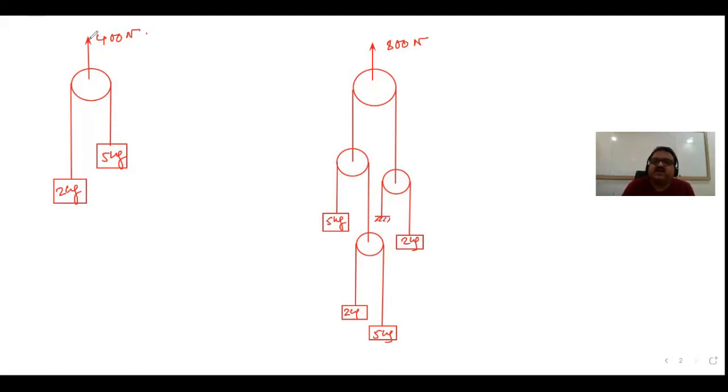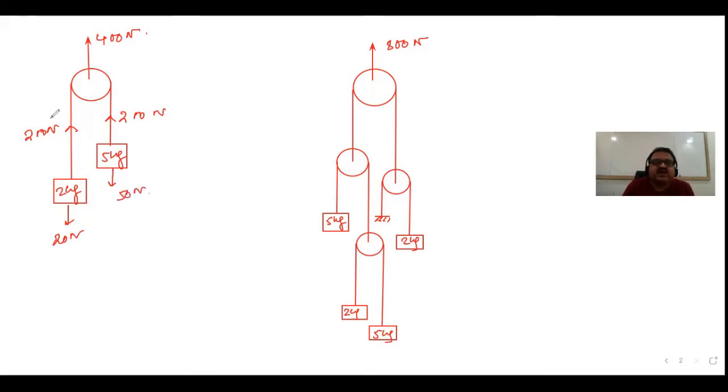400 Newton is acting upward. So I'm dividing this 400 into 200 Newton on this part and 200 Newton on this part. This will happen because 200 plus 200 is 400. Now look at this, 20 Newton is acting downward. And here 50 Newton is acting downward.